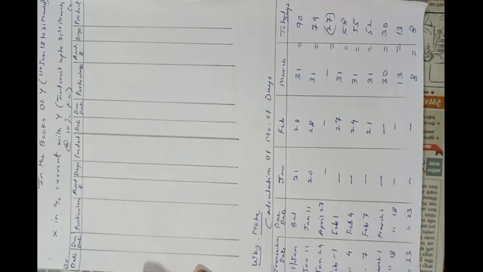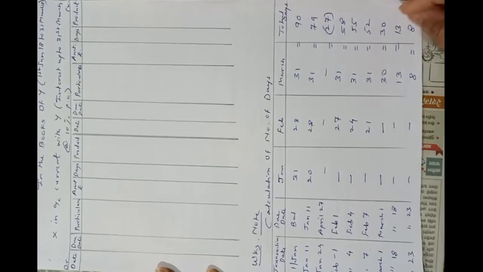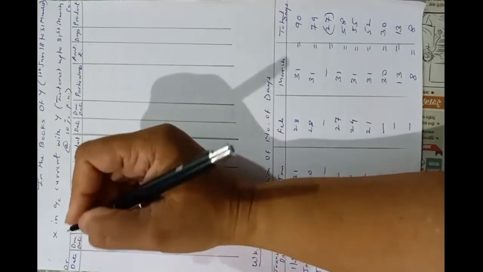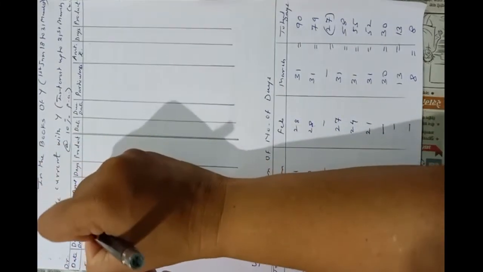We are solving this problem or preparing this account using the product method. So we have to make multiplication of days and amount here. Okay, so let's start now. First entry will be on January 1st, due date same, particulars to balance brought down.